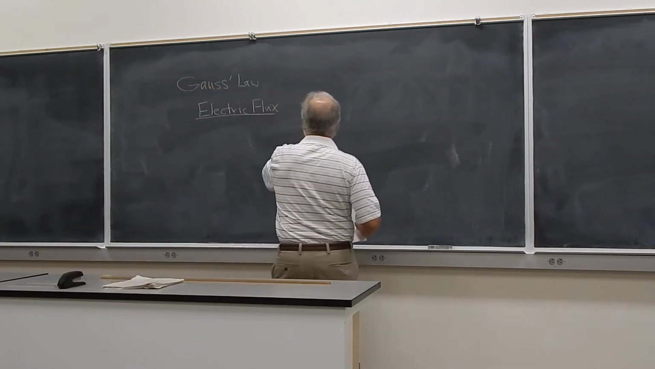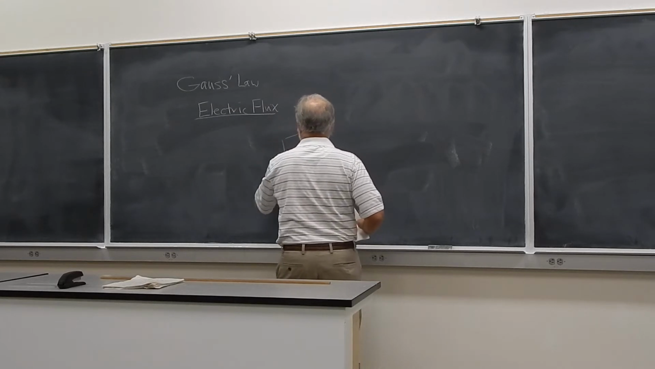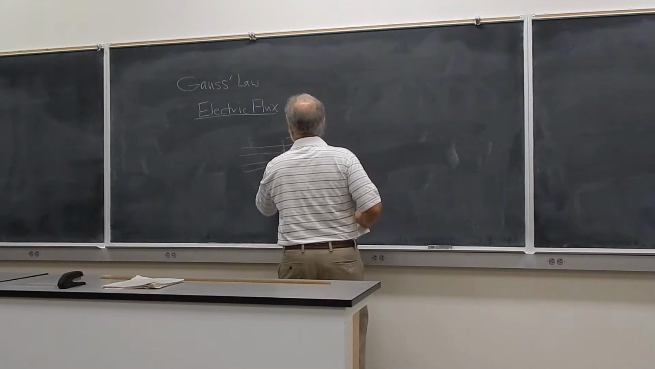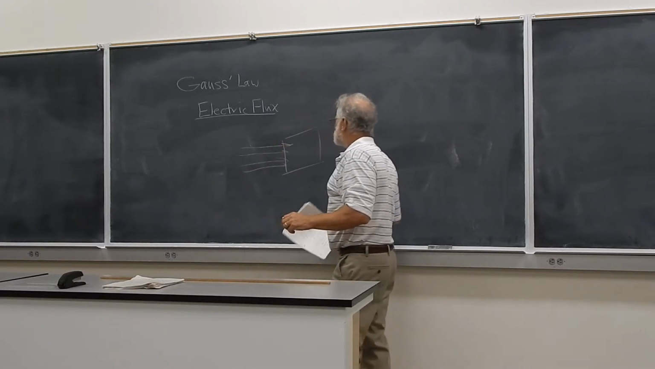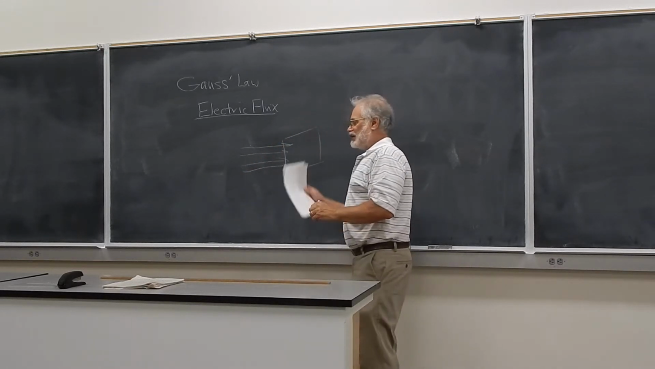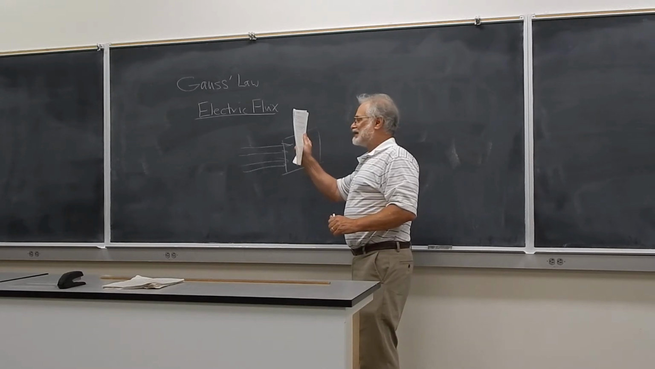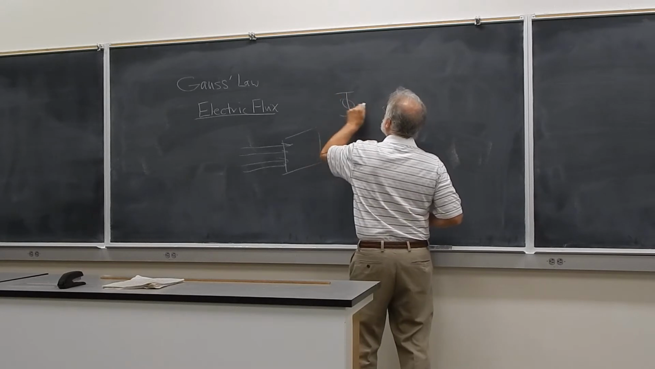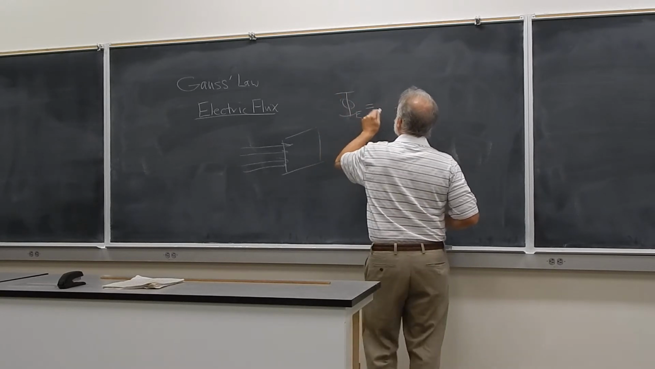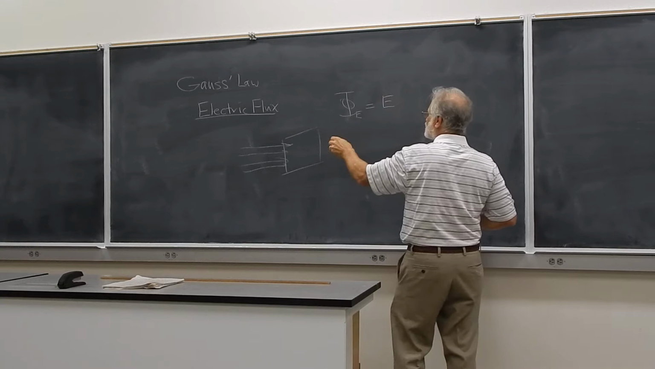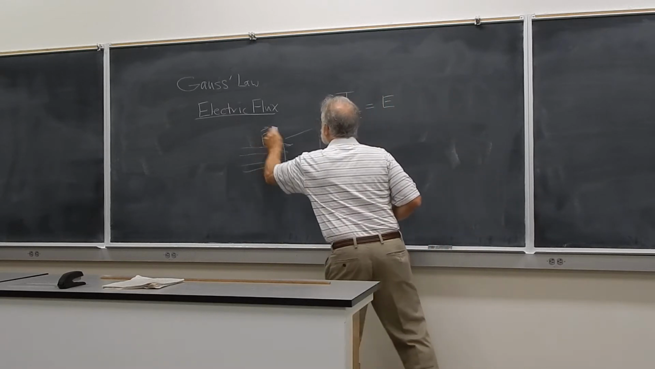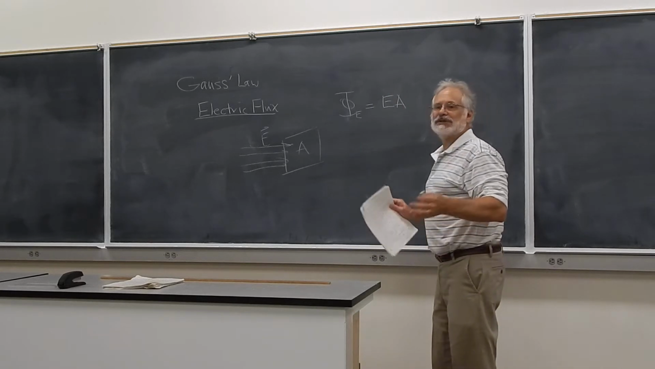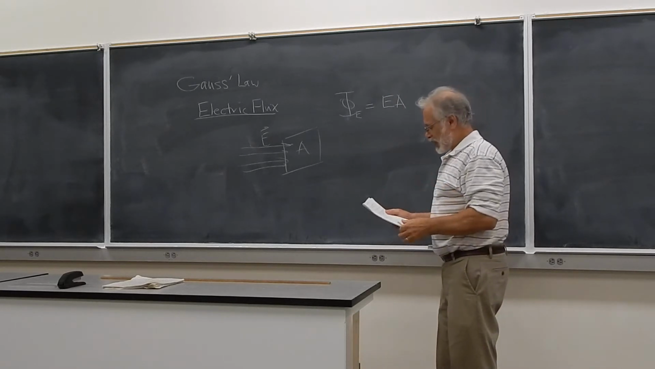Suppose I have a uniform rectangular surface and I have a uniform electric field that, even though it doesn't look it this way, is perpendicular to the flat surface. If that's the case, we would say that the electric flux would be equal to the magnitude of the electric field times the area of the surface. In this case, it would just be the area of the rectangle or the square or whatever it is.